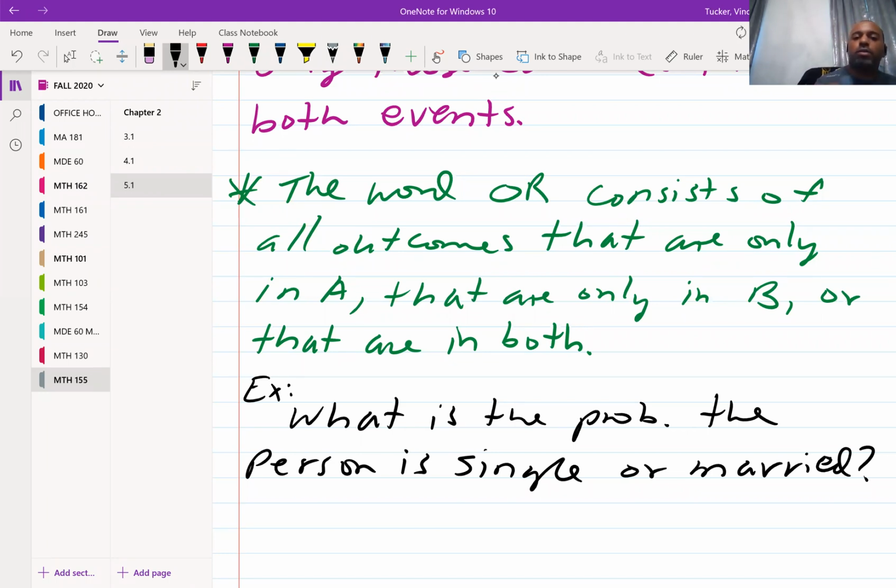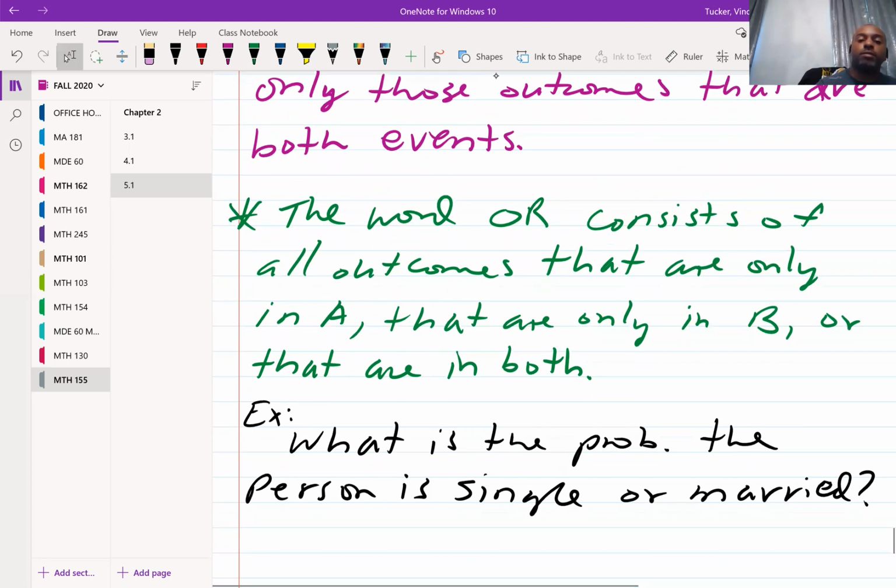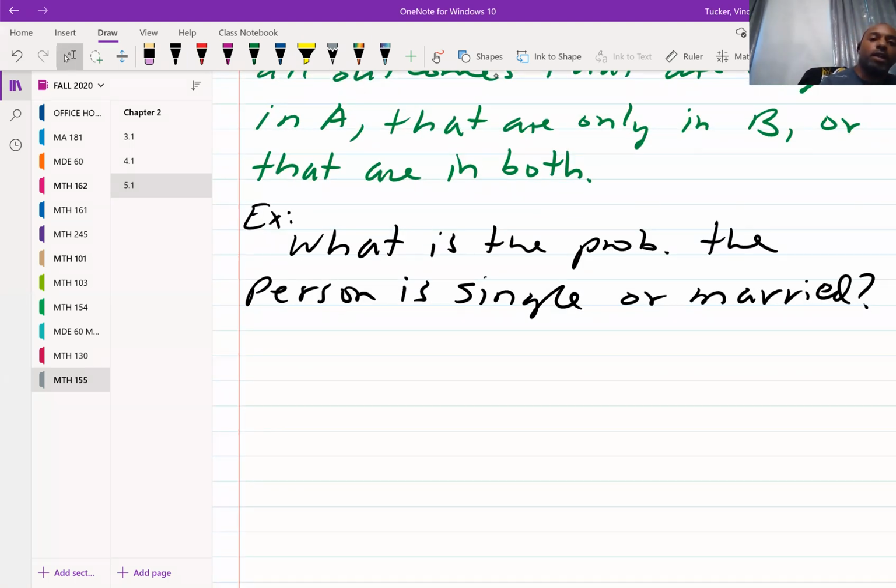All right, so the word "or" consists of all outcomes that are only in A, that are only in B, or that are in both. So everything that involves A and B is the word "or." Now remember, "and" only used those who are A and B. But let's say, I know we didn't mention Venn diagrams, but if we decided to use a Venn diagram to explain the difference.